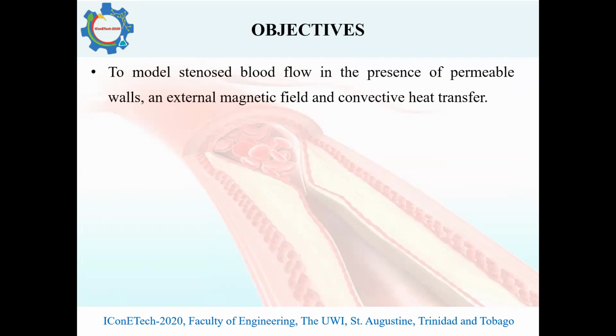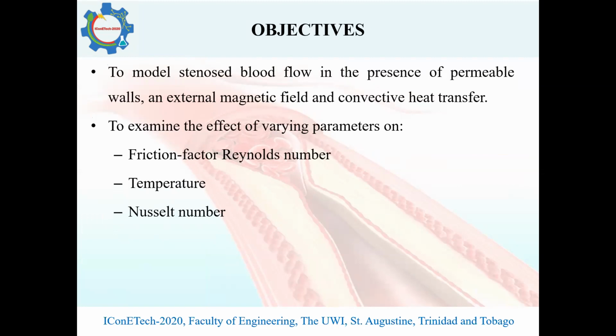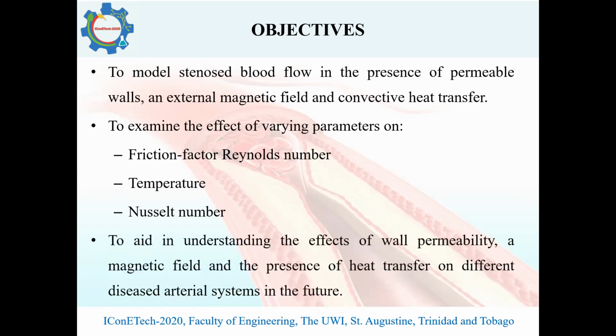We modeled the stenosed blood flow in the presence of the permeable walls, the external magnetic field, and convective heat transfer. We did this to examine the effect of varying different parameters on the friction factor Reynolds number, temperature, and the Nusselt number. In so doing, this aids in understanding the effects of wall permeability, a magnetic field, and the presence of heat transfer on different diseased arterial systems in the future.